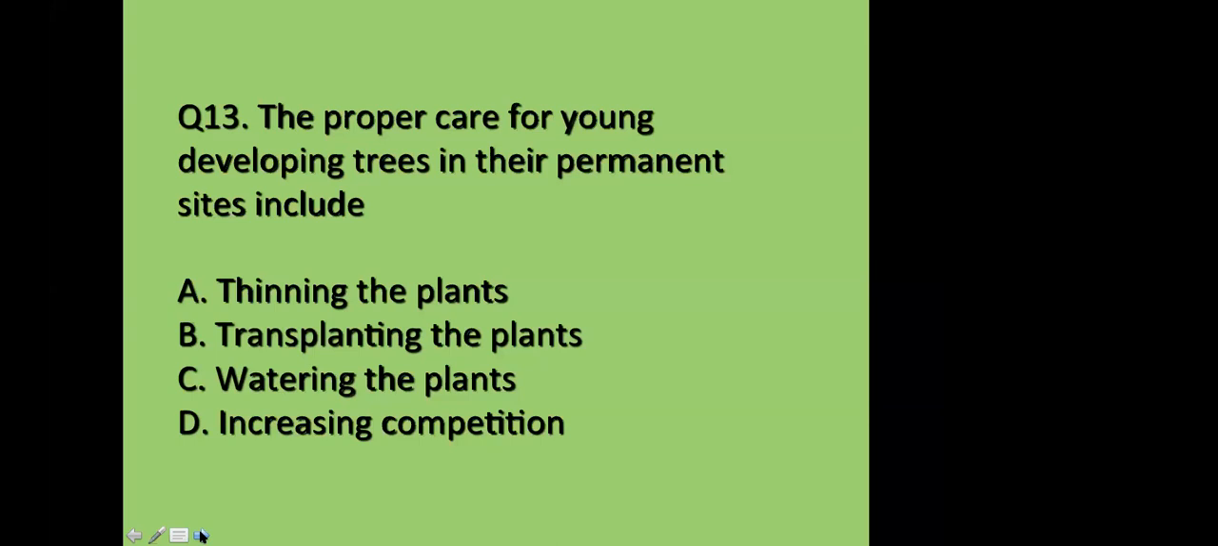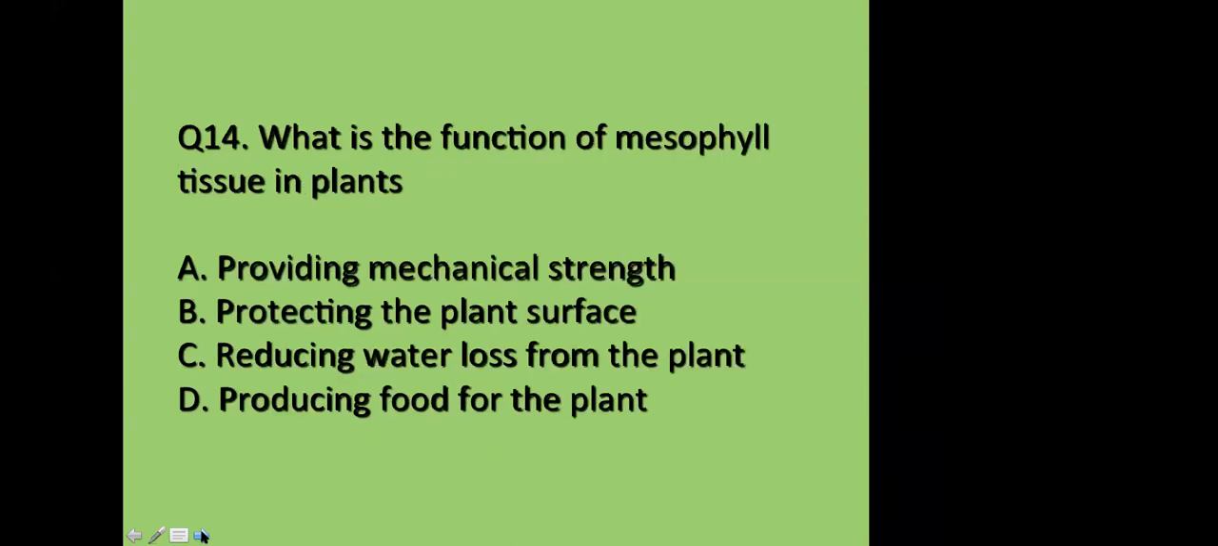Transplanting the plants, from the pod, you're going to transplant into the soil. So that is not a way of taking care of it. Increasing competition, it can never be the way of taking care of the plants. So the best option is option C, watering the plants. Okay. Any doubts? Okay. Next. What is the function of mesophyll tissue in plants? Providing mechanical strength, protecting the plant surface, reducing water loss from the plant, or producing food for the plant?